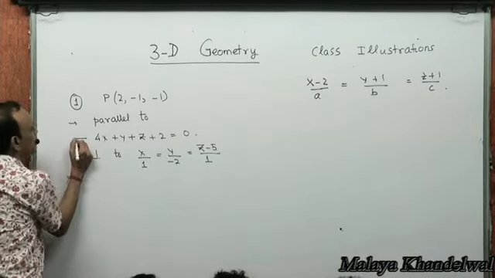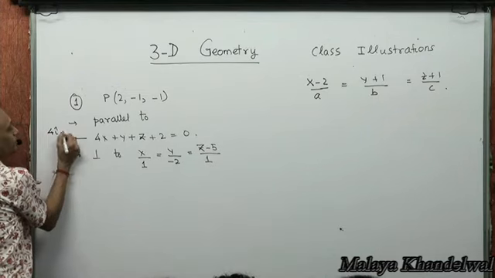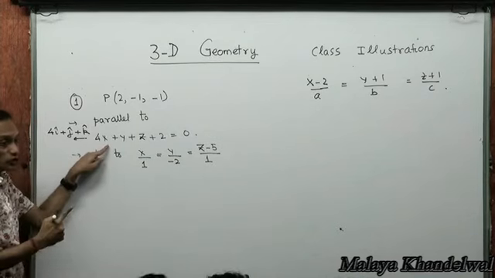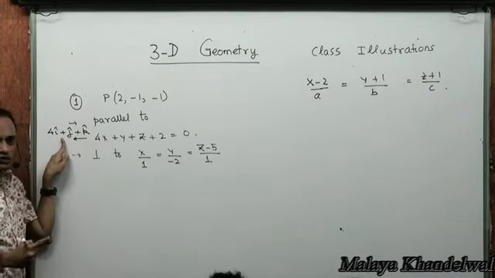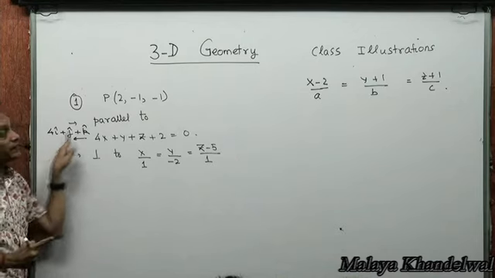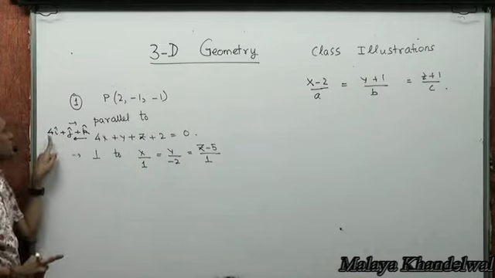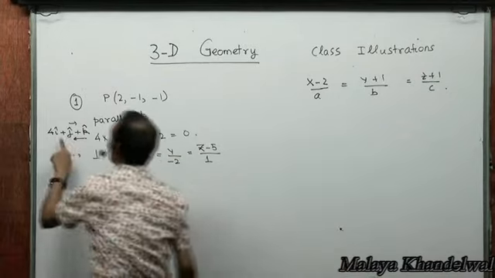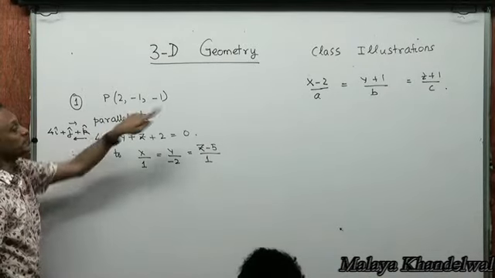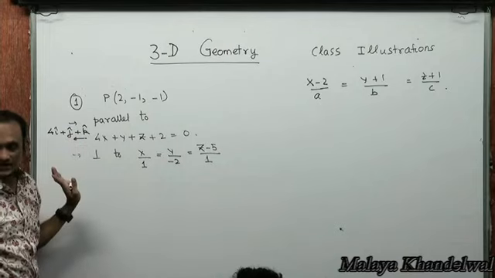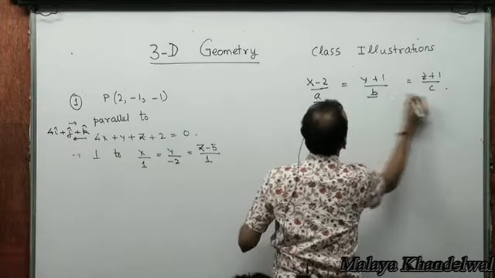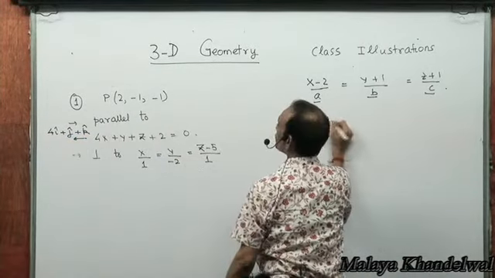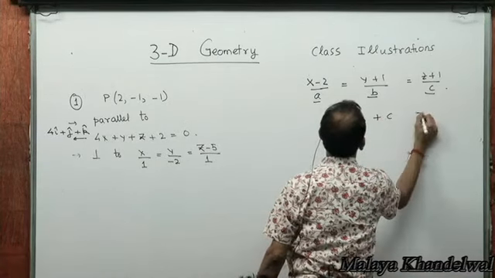What's a normal to this plane? A normal to this plane is 4i cap plus j cap plus k cap. The line is parallel to this plane. That means the line must be perpendicular to this vector, the normal to the plane. That means (a i cap plus b j cap plus c k cap) dot (4i plus j plus k) must be 0. And that's going to give me 4a plus b plus c equal to 0.